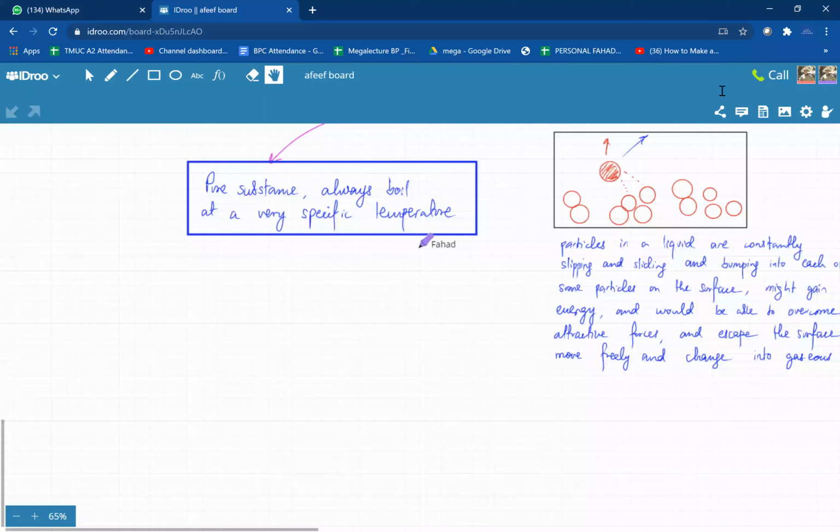Okay, so I said not only boil and melt. Let's add melt to it. So pure substances boil and melt, not evaporate, at a very specific temperature. For example, you have water. Water has a melting point. I'm going to write MP and BP, which is boiling point.